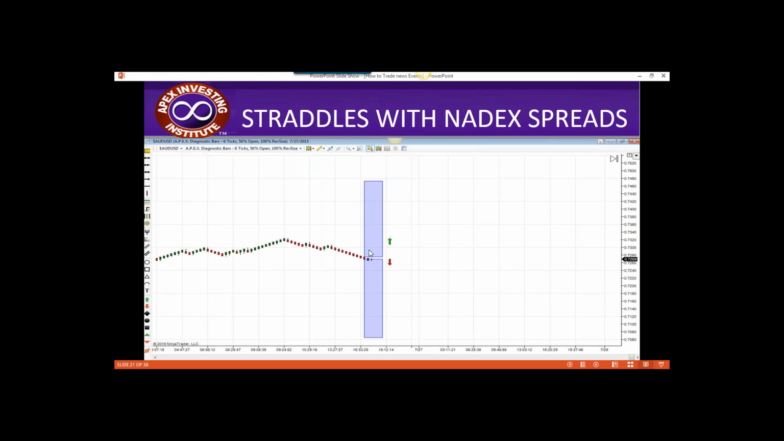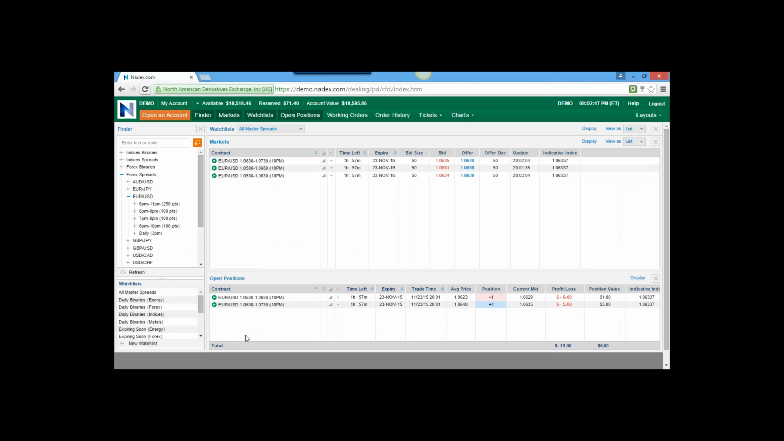So I want to buy this one in case the market goes up. I'm going to sell this one in case it goes down. That makes sense? That's a straddle. News is coming out. I'm expecting the market to move. I don't know if it's going up. I don't know if it's going down. So I want to be in on both ways, straddling it. So that way I could take advantage of that, either way it goes, right?